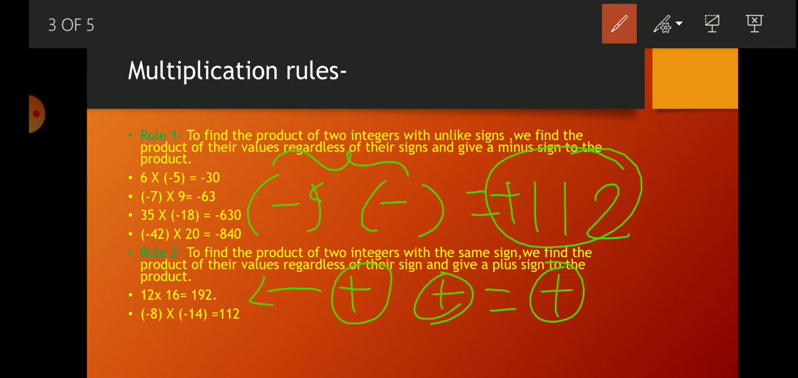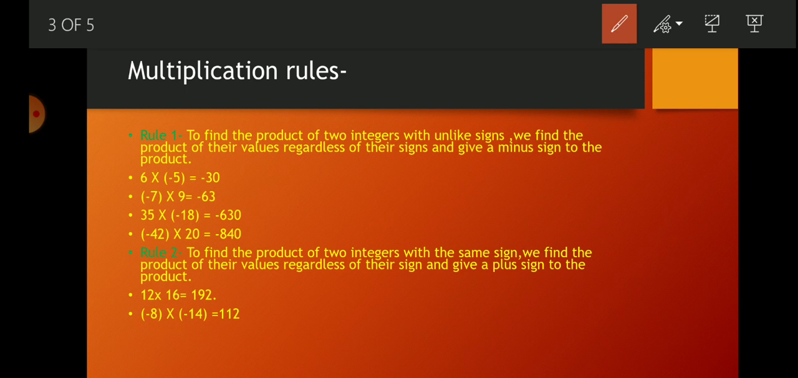Hope you all understand how to multiply. So be careful with the sign of your answer, because one sign can change the whole meaning of your answer. Okay, so be careful with the sign.